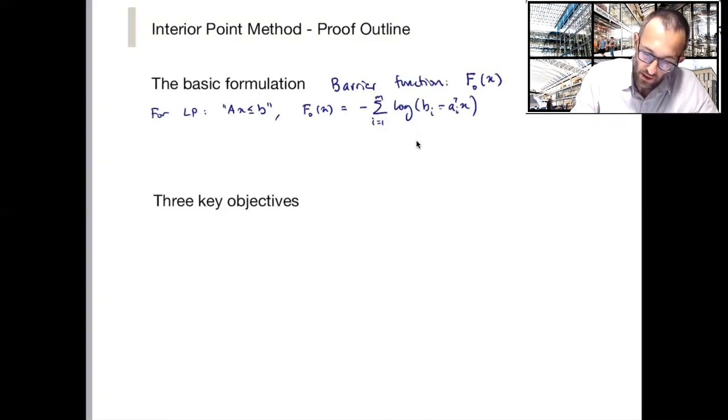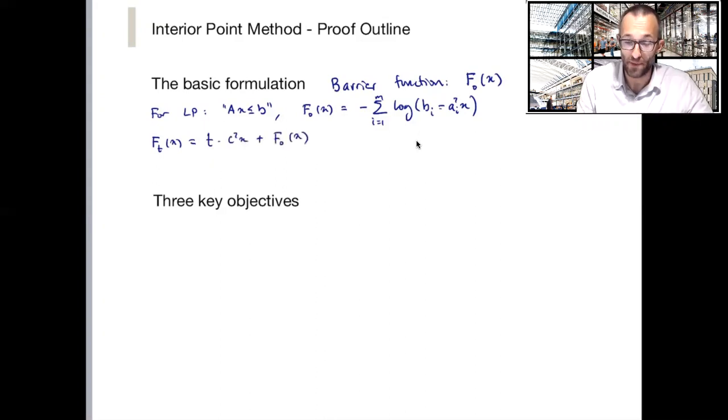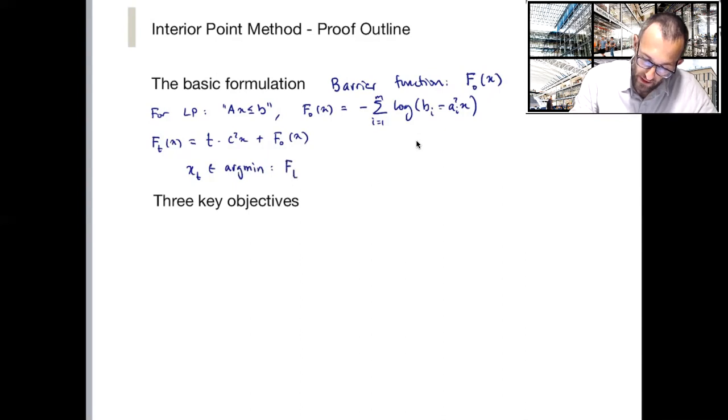And recall also that we're then going to write down our function ft of x, which is t times the original objective of the linear program, t times c transpose x, plus f0 of x, our barrier function. And x_t, I write as an element of, but by the strict convexity of f0, we know that the argument is unique. So x_t is the minimizer of ft of x.